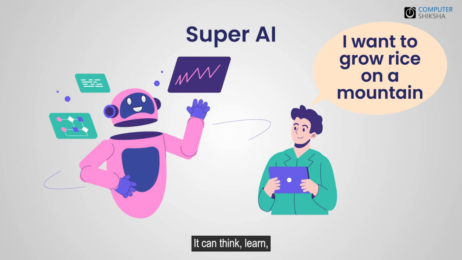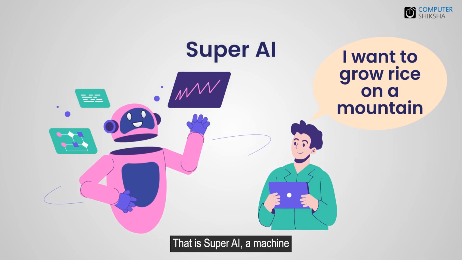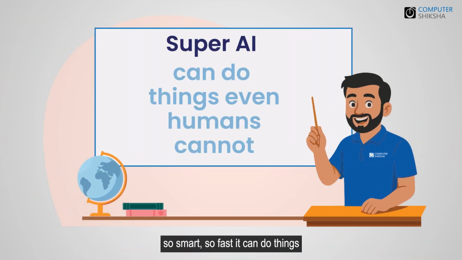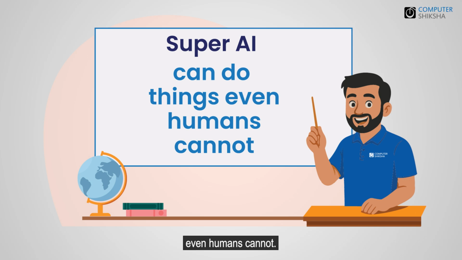It can think, learn, create, and plan not like a human, but beyond what humans can imagine. That is super AI. A machine so smart, so fast, it can do things even humans cannot. It can solve huge problems in seconds. It can build things faster than engineers. It can answer questions even scientists don't know yet.